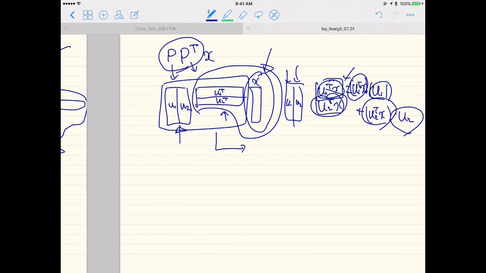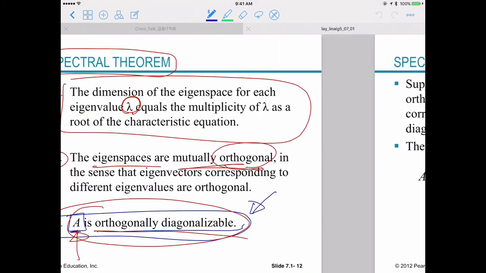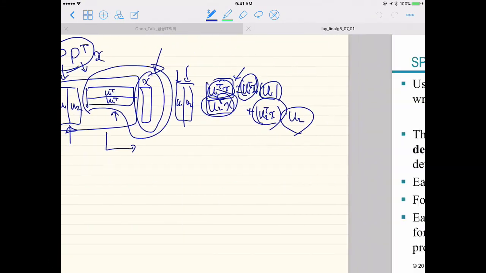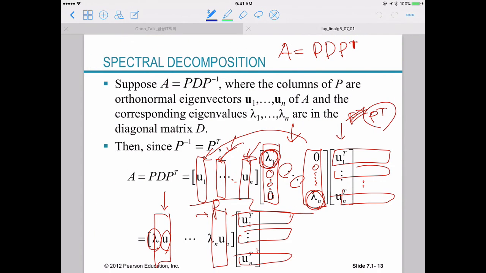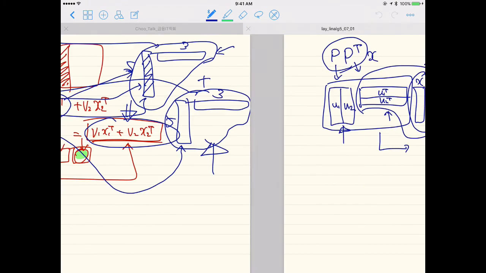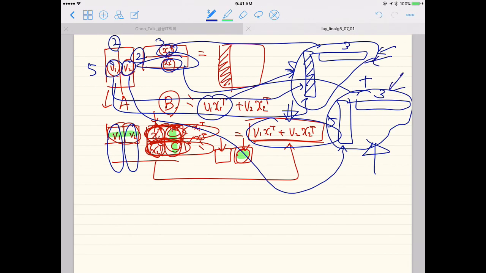Now let's go back to this representation. Now we have this orthogonally diagonalizable form for a symmetric matrix. We have a column vector here and a row vector here, so we can represent this in rank 1 outer product form. Each of these two matrices is called a rank 1 outer product.